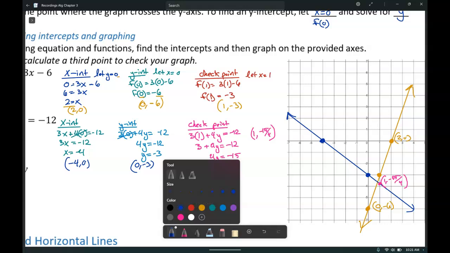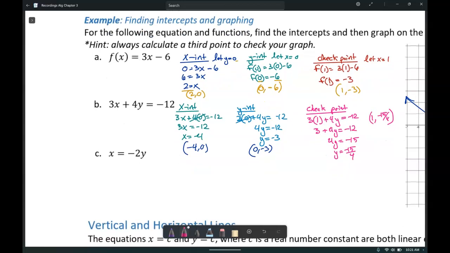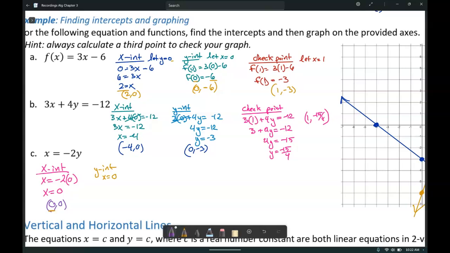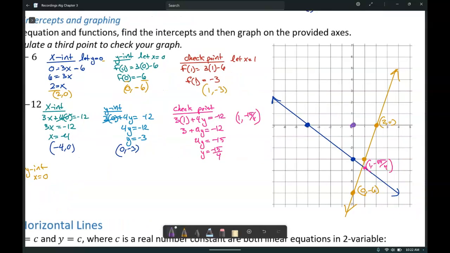Let's make this line purple. So we will start with our x-intercept, where y equals 0. So x equals 0. We have the ordered pair 0, 0. Well, if we're trying to find our y-intercept, 0, 0. Our y-intercept is when x equals 0. And what we see here, x already equals 0. So 0, 0 is both the x-intercept and the y-intercept.